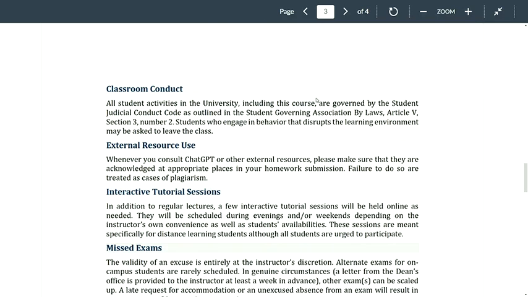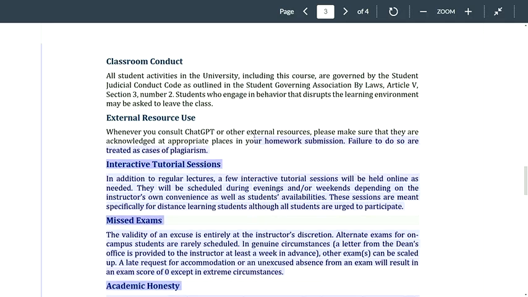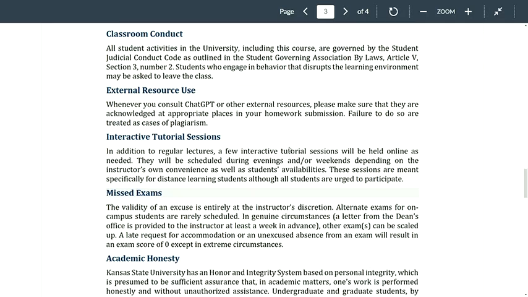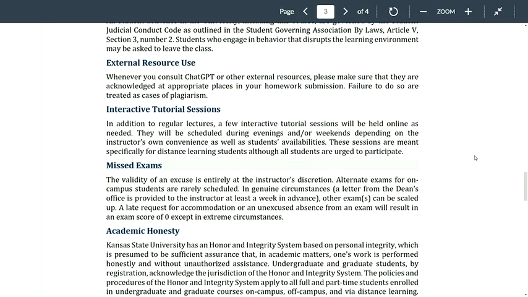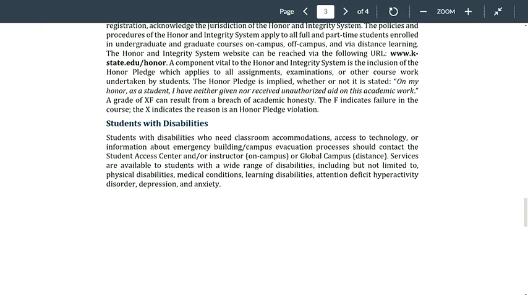Classroom conduct, this is the usual stuff, and note that if you use any outside resources, you're expected to work independently, but if you use ChatGPT or something, let me know. Put it as an acknowledgement when you submit your homework. These are all pretty standard.